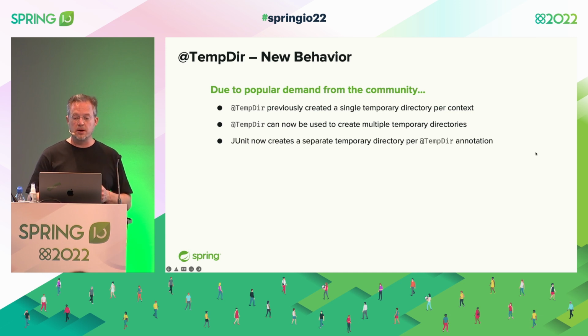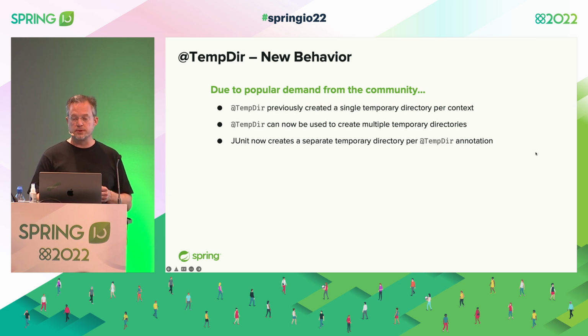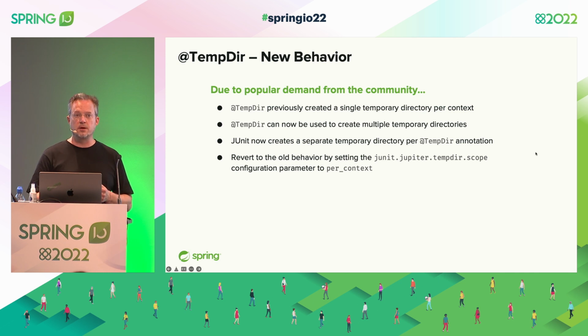So basically, anytime you declare one of these @TempDir annotations, you're going to get a new TempDir that you can use in your tests. But if you like the old behavior, or if you're still depending on it and want to migrate to the new behavior, you can set a configuration parameter called JUnit Jupiter tempdir scope, and you can set that to per context, and it'll work like it did before.